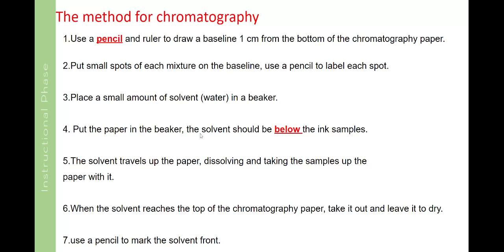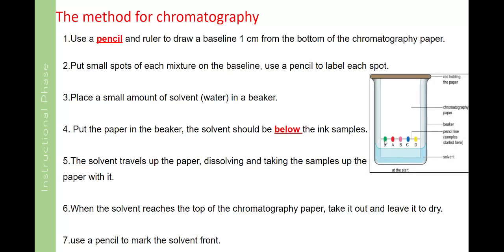A key stage here is when you put the paper in the beaker, the solvent should be below the ink samples. So in the diagram here, you can see we've got our baseline there with our samples on it. We've got our solvent in the beaker, and the solvent is below the samples. If the solvent was above, the sample would wash into the beaker rather than the solvent travelling through the ink and taking it up the paper. The ink would dissolve into the bottom of the beaker.